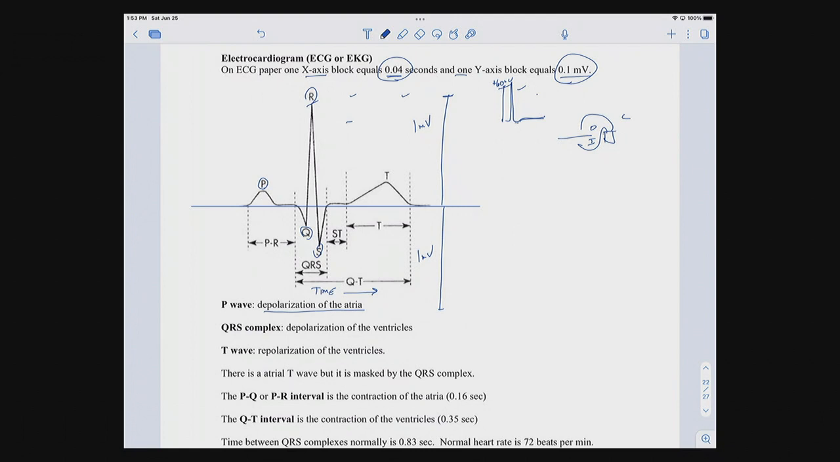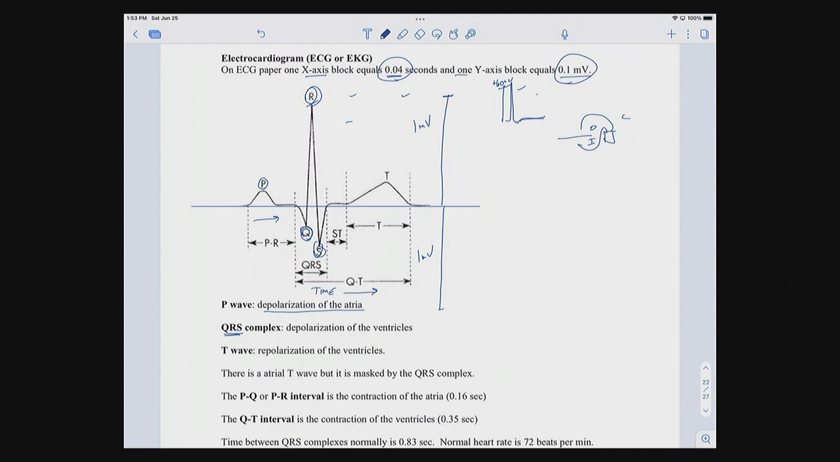Then as time goes on, again, this is time moving in this direction, what's up next is going to be a deflection downward, and we're calling that the Q wave. Then you have a deflection upwards, we call that the R wave, and then a deflection down again below baseline, and we call that an S wave. So this area here we simply refer to as a QRS complex.